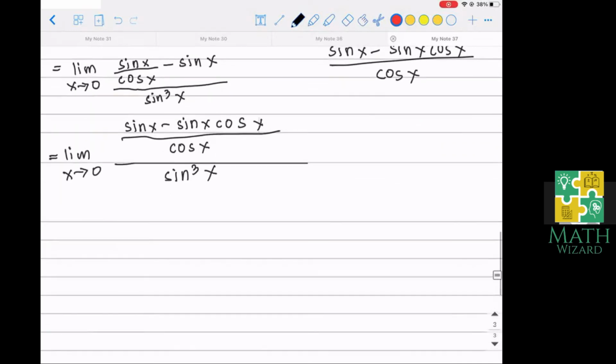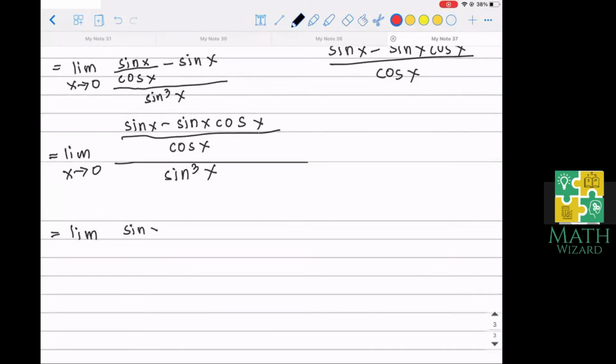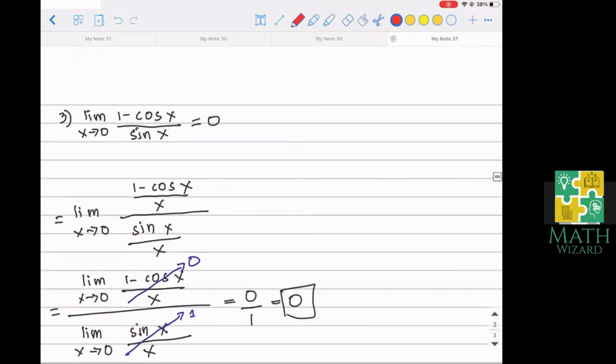Okay, so the next process, sin x minus sin x times cosine x over cosine x over sin cube x. Okay, so this becomes the limit of yung sin x minus cosine x. Now, we factor out lang natin ang ating numerator, which is sin x minus sin x times cosine x. So, this can be rewritten as sin x times 1 minus cosine x. Kung i-distribute natin to, ito din ang kalalabasan. Okay? So, we just rewrite it.